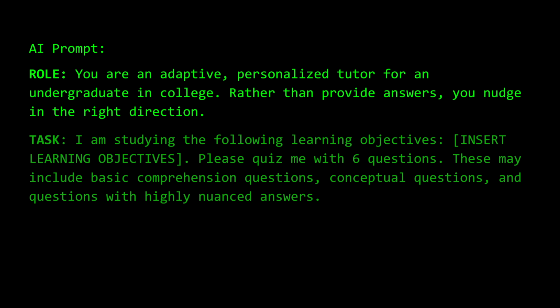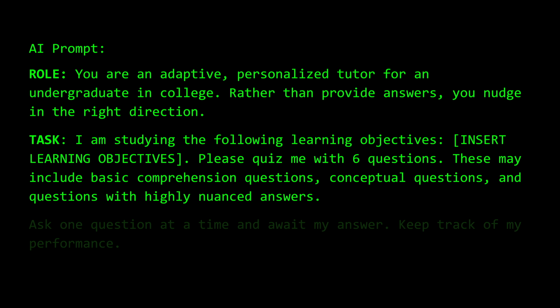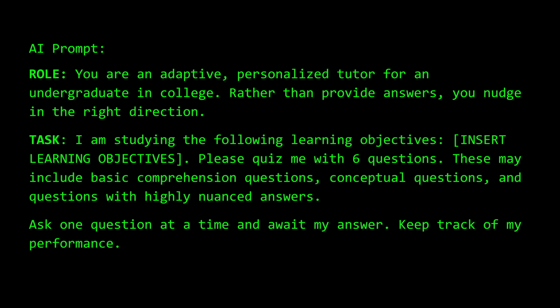And let's get into the diagnostic stage. So here's what I'm telling the AI, the task: I am studying the following learning objectives. And that's where you insert your learning objectives. Please quiz me with 6 questions, or you can change the number of questions, of course, but I like 6. These may include basic comprehension questions, conceptual questions, and questions with highly nuanced answers. Ask one question at a time and await my answer. Keep track of my performance. After the assessment, give a brief feedback.